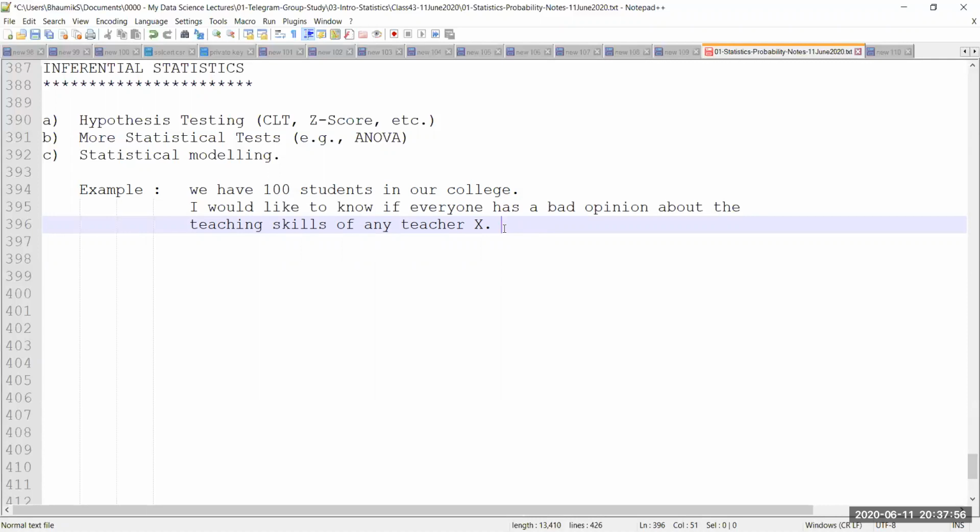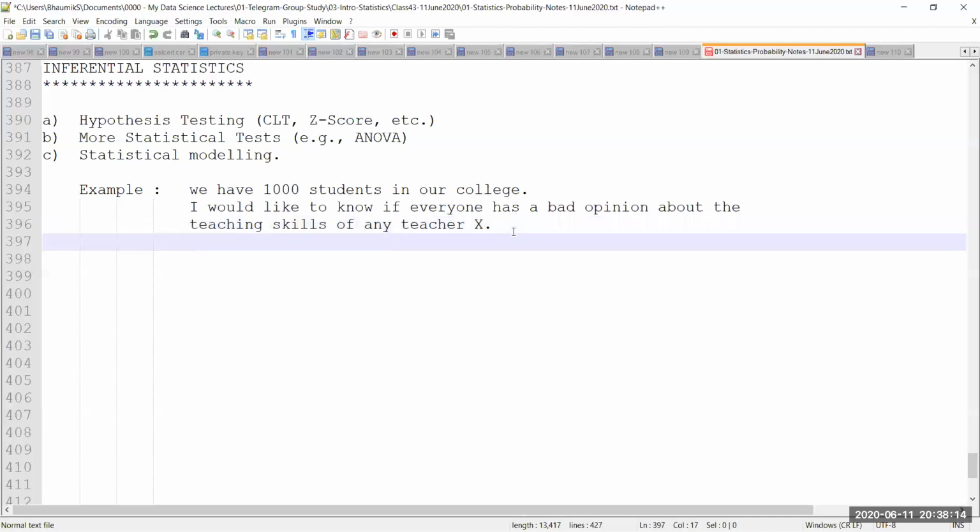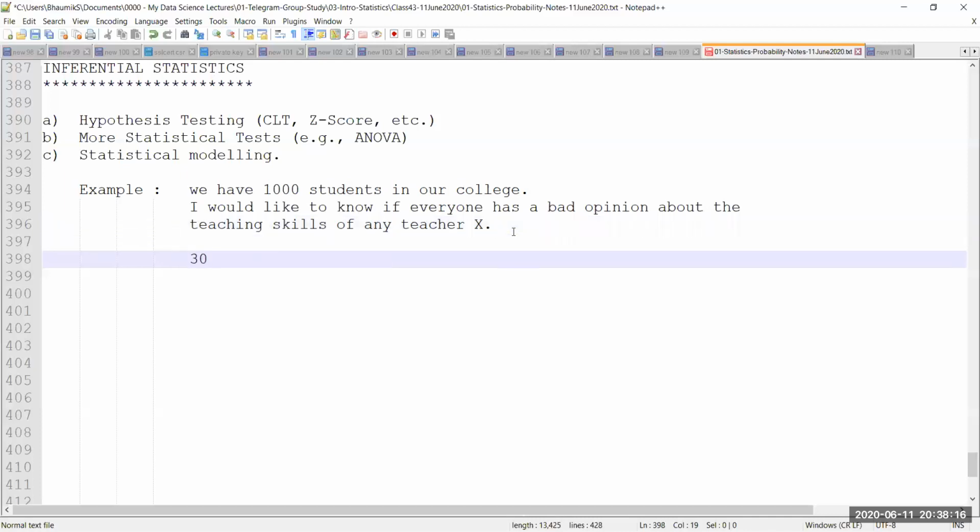The answer is yes. Now, before I do that, what I would like to do is understand, not 100, let's say 1,000 students in our college. We have a lot of batches, and considering all the years and all the batches, we have 1,000 students. So in this case, let's say I've taken a sample of, I don't know, 30 students. So 30 students becomes my sample.